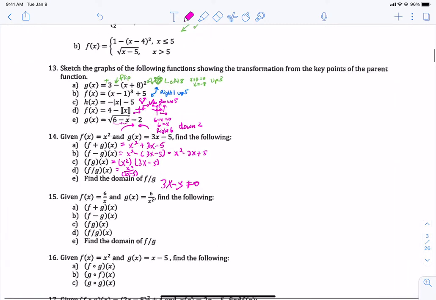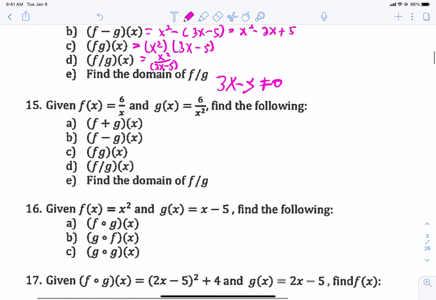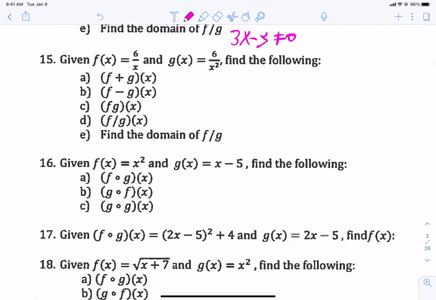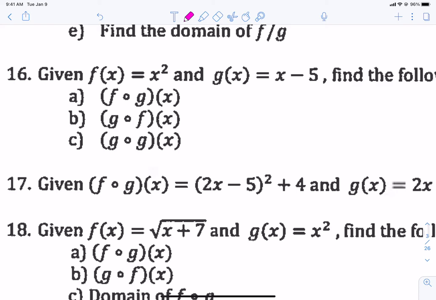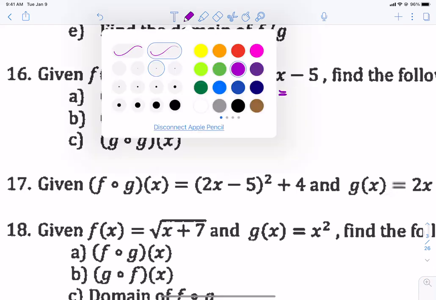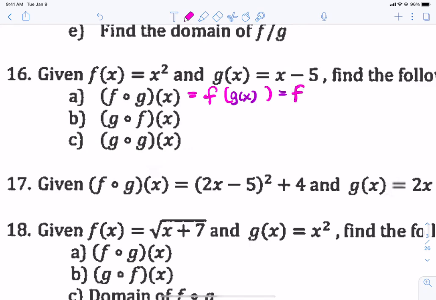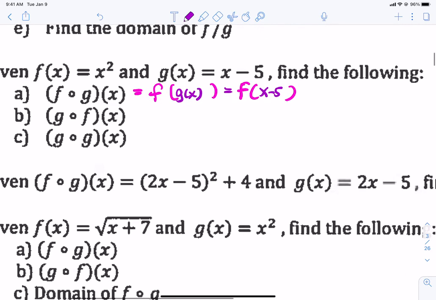Let's take a look real quick. Yeah, I think that's good for that. Let's take a look at composition. I want to go both ways. So I want to look at 16a and b. 16a. Now remember, that means take our f function and plug g of x into it. Okay, so we're going to put x minus 5 into the f function. So inside your f function, write x minus 5. So we're going to have x minus 5 squared.